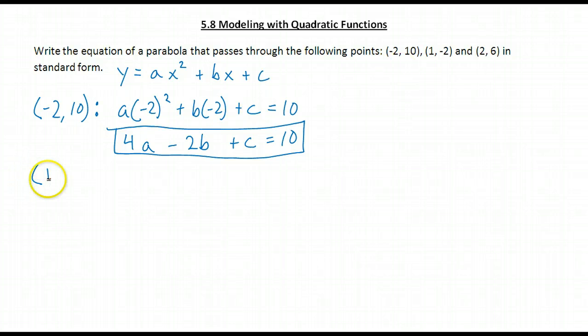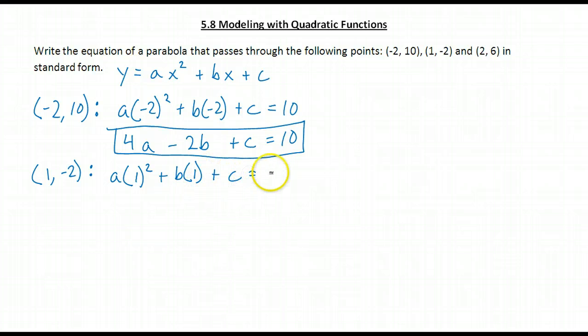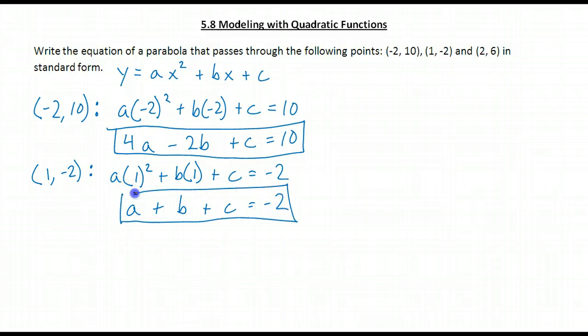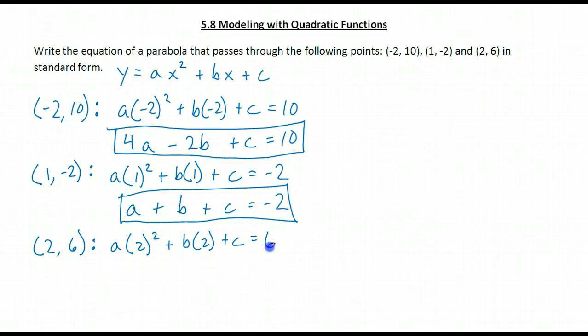Now I'm going to go to my second point, 1, -2. Plug in 1 for x, and my output, my y, is going to be -2. One squared is 1, so a, b times 1 is b, plus c equals -2. And finally, my last point, 2, 6. Plug in 2 for x, and for an answer, I'm going to get 6. Simplifying that down, I get 4a plus 2b plus c equals 6.